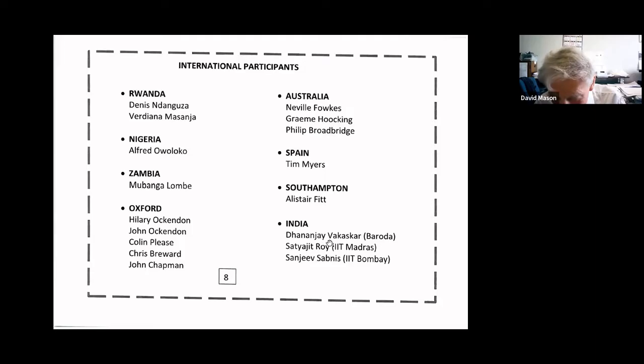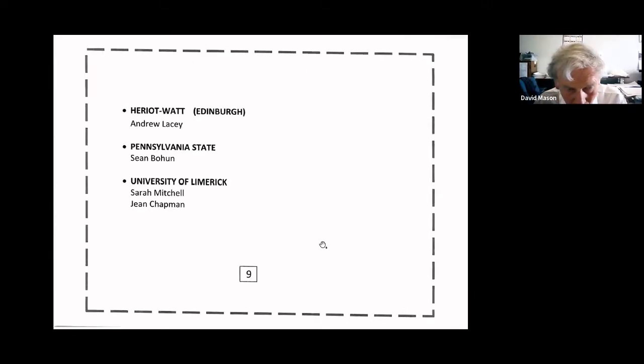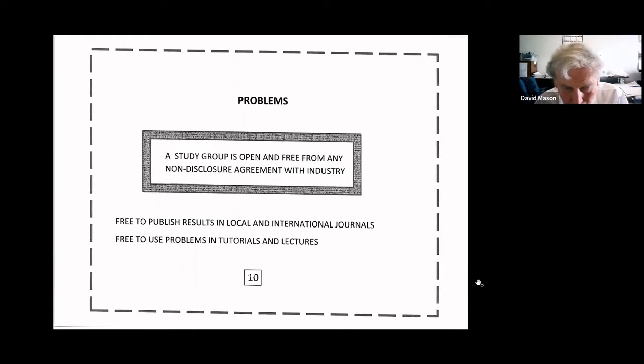Dhanana J. Vakasa, Satyachi Roy, and Sanjeev. Then from Heriot-Watt University in Edinburgh, Andrew Lacey and Sean Bohan from Pennsylvania State University, and from the University of Limerick in Ireland, Sarah Mitchell and John Chapin were regular people. So these experts, we learned a lot by them participating.